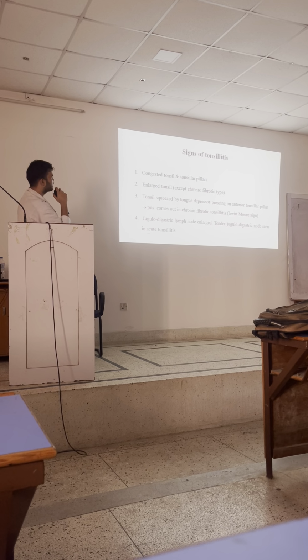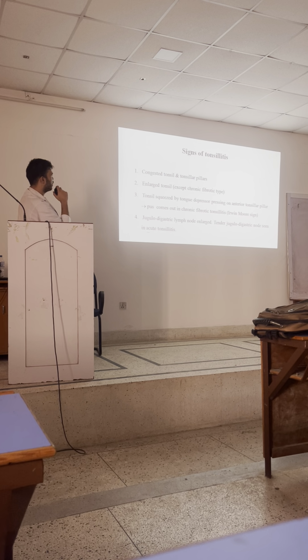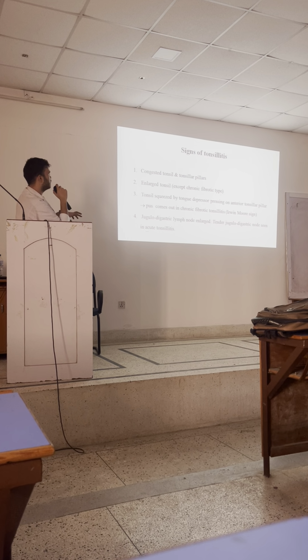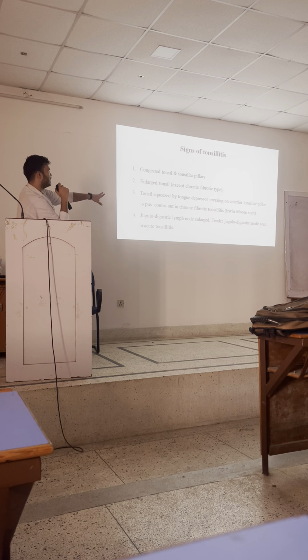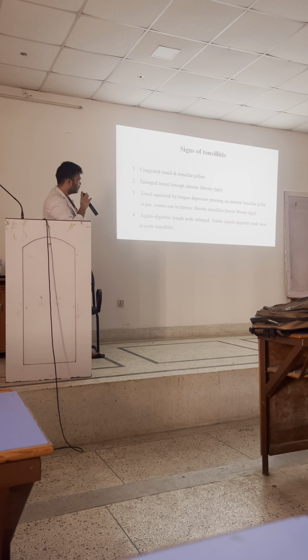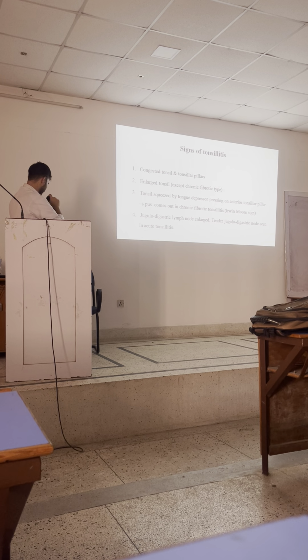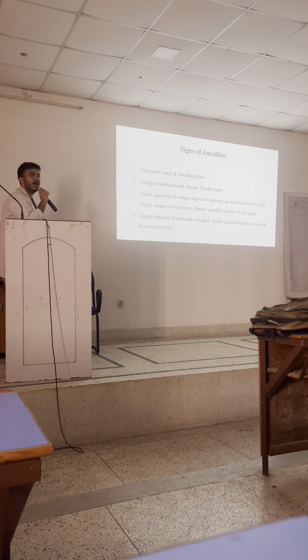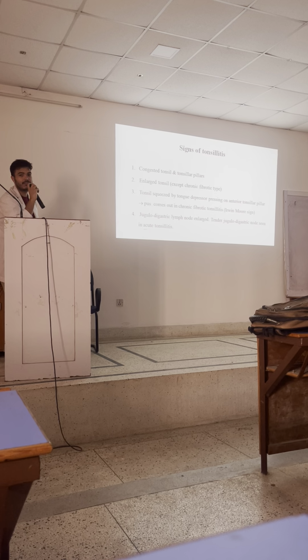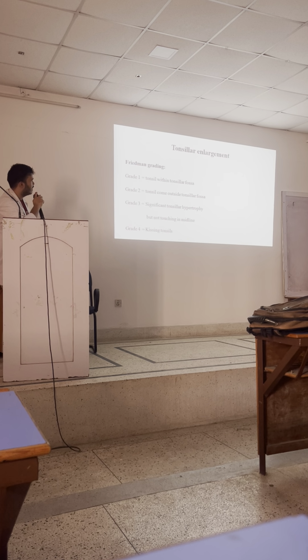So we have already discussed the signs also. Congested tonsil, tonsillar pillars are congested, tonsils are squeezed, and then there will be the Irving-Moore sign, and lymph nodes may be enlarged. Tender lymph nodes may be seen. Okay? That's why I told you, lymph nodes, jugulodigastric. I told you there also.